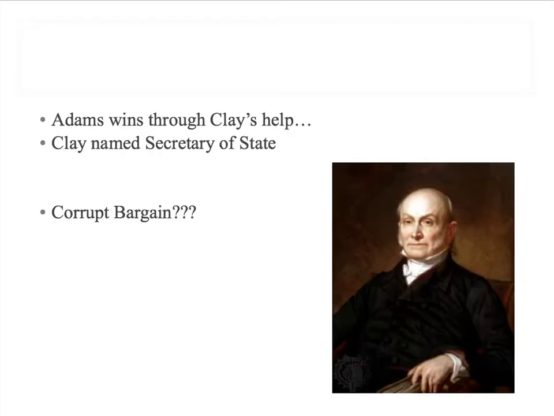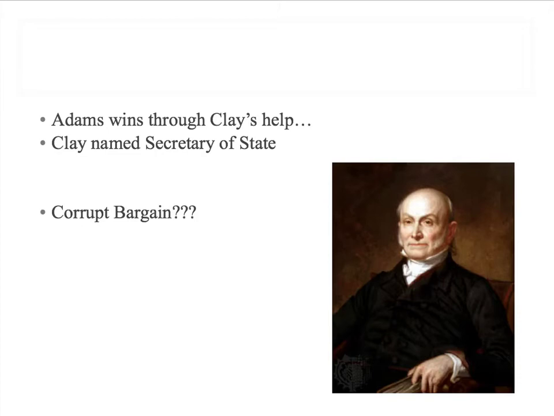So the election goes to the House of Representatives. Now, here's where things get a little controversial. Henry Clay, who had been in the election and finished fourth in the race for president, is the Speaker of the House. So technically, he's in charge of this whole shebang when they decide who's going to win the thing. Clay detested Jackson, hated him on every level. All right, hate's maybe a little bit of a stronger word. Let's just say he strongly disliked him.